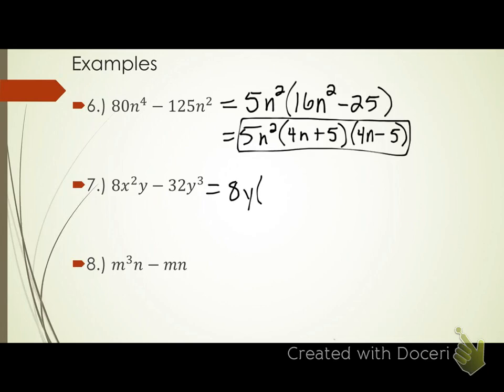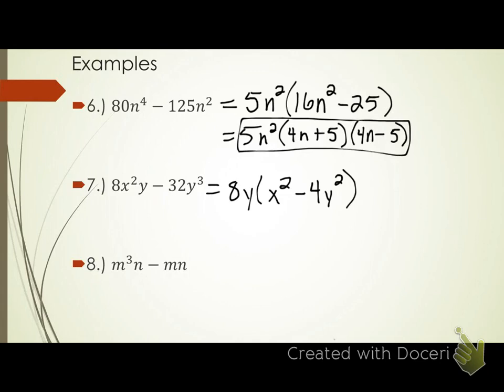8 times what gives me 8? 1. How many x's do I need for this first term? So x squared. Do I need any more y's? No. 8 times what gives me negative 32? Negative 4. Do I need any x's? No. Do I need any y's? How many? 2. We good with that?